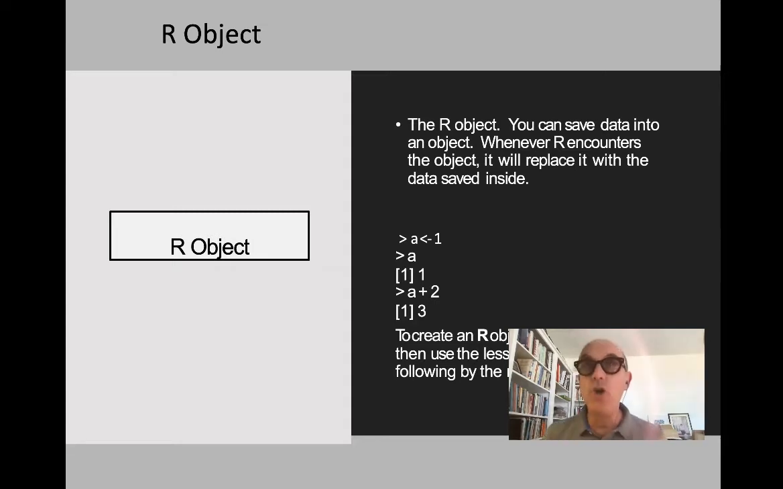So I talked about R as an object language. You can save data into an object. For example, A: I call A an object, and it will contain the value of 1. So if I say A and create a container with the number 1, and I ask R what the value of A is, it will say 1. I can add plus 2 to it, and so you can see that using R objects, we can manipulate the data.